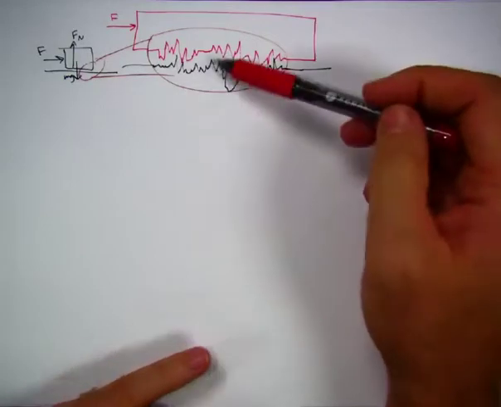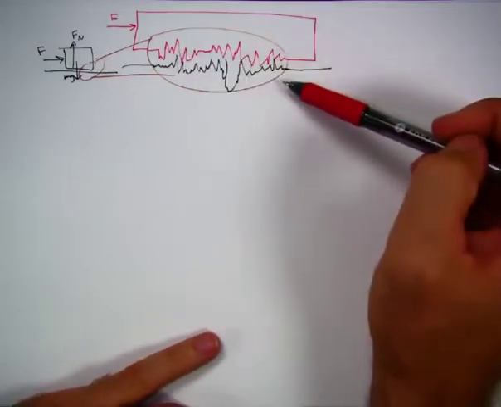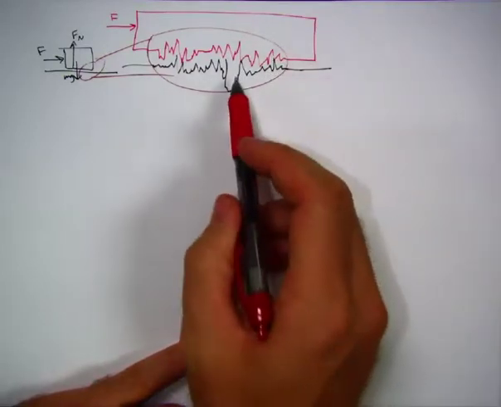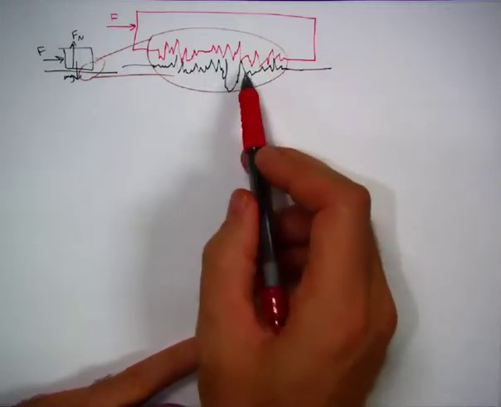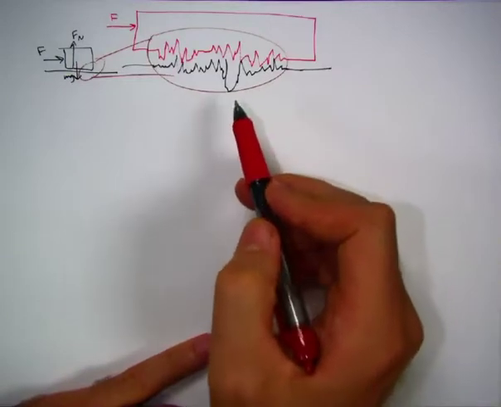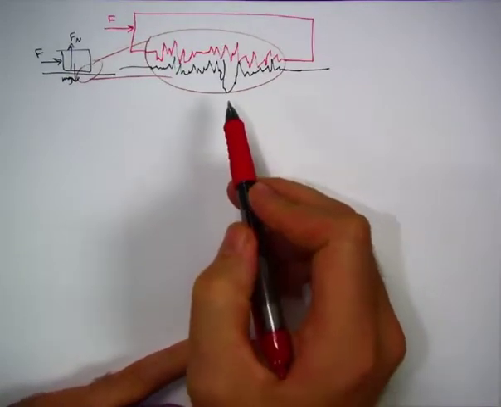So we can see that friction has to do with the surface and how smooth that surface is. So how can we calculate friction? The other thing to think about is what friction depends on.